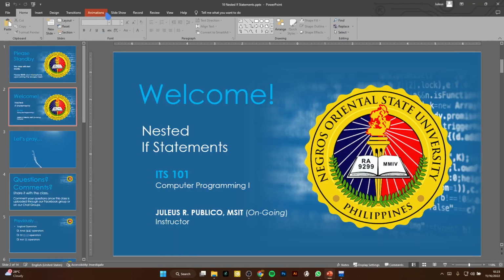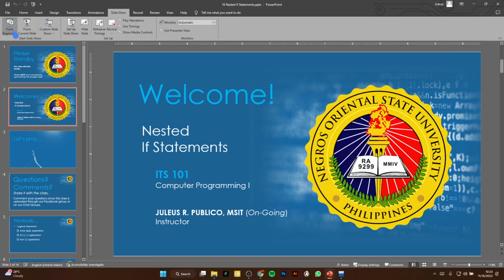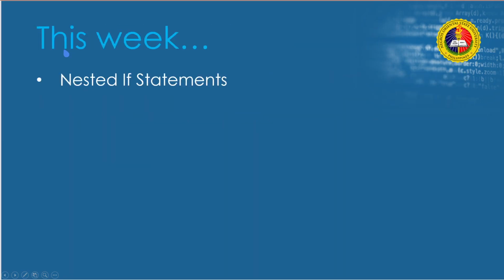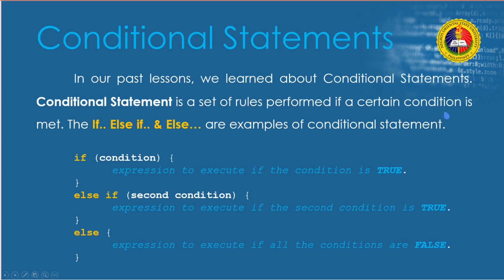Alright, so let's proceed. Okay, so nested if statement. First of all, what do we mean by nested? In our past lesson last week, we learned about conditional statements. We discussed three statements: if, else if, and else. A conditional statement is a set of rules performed if a certain condition is met or is true. So again, if, else if, and else are examples of conditional statements.